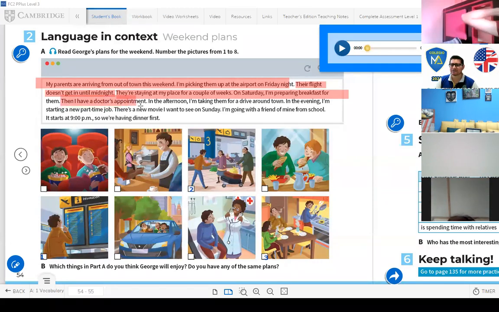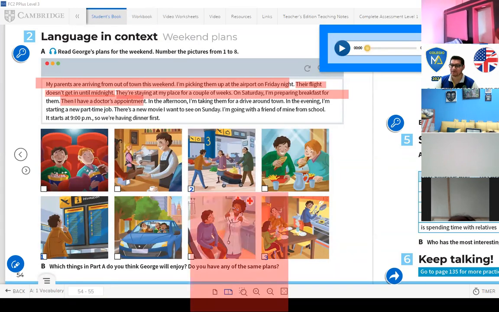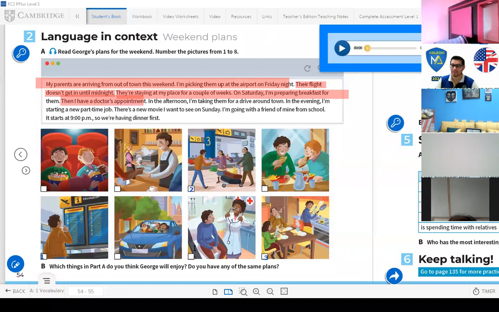Then I have a doctor's appointment. Where is the doctor's appointment? Here, right? Doctor's appointment. This is number four. Yeah. What else we have here?